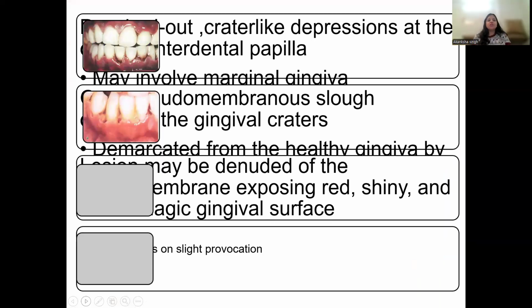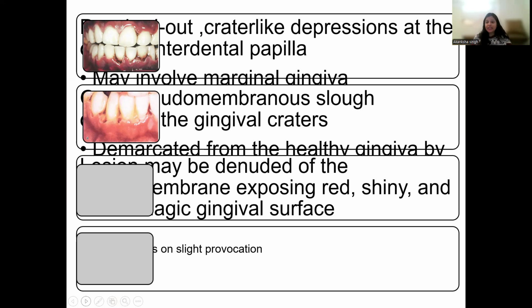Next, in the first picture, you can easily see punch-out crater-like depressions on the interdental gingival region, on the interdental papilla. The interdental papilla may be the first part of the gingiva to get involved. It also involves the marginal gingiva. It also shows pseudomembranous slough and gingival craters, which are demarcated from the healthy gingiva, right? There will be a clear-cut demarcation between the pseudomembranous slough craters and the normal gingiva. Lesions may be denuded and the pseudomembrane exposes red, shiny gingival surfaces.